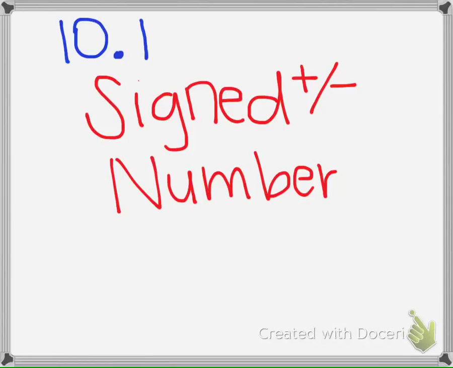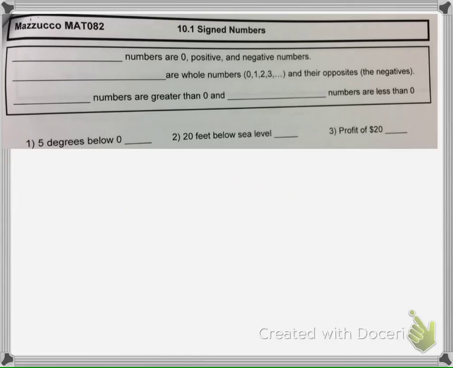This video introduces signed numbers, positive and negative numbers. So let's introduce some vocab words here. First of all, a signed number are numbers that are positive and negative, including 0. So anything positive, anything negative is a signed number.